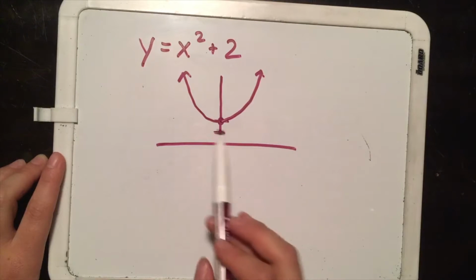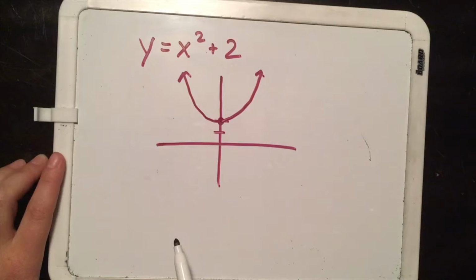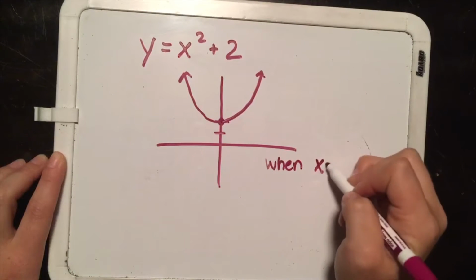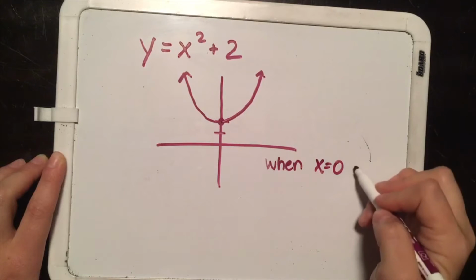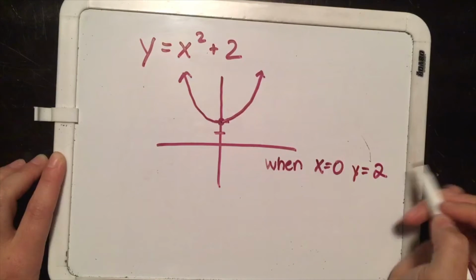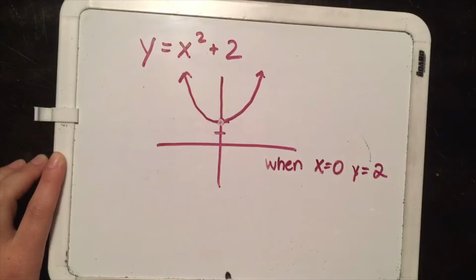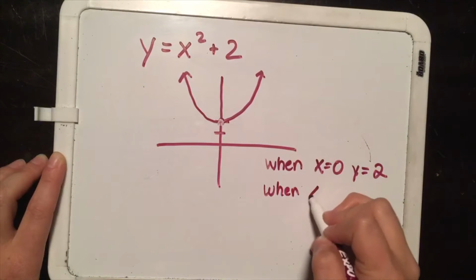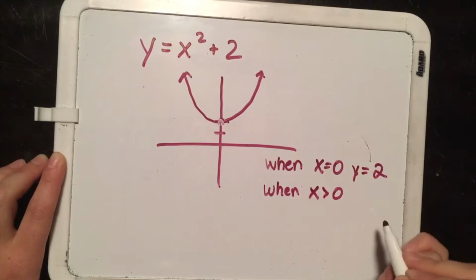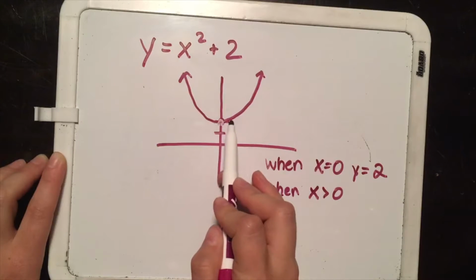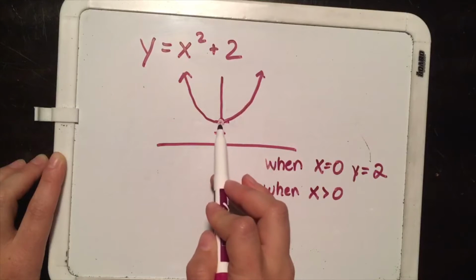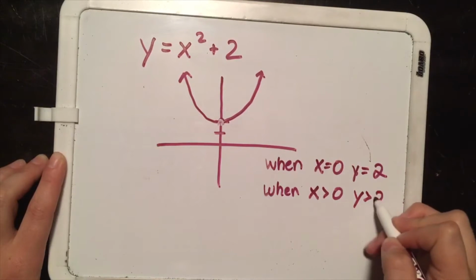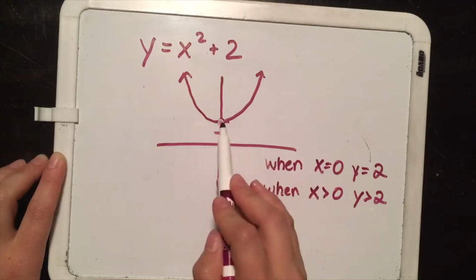So now let's look at the y values that come out of this parabola. When x equals 0, y equals 2. That's where the vertex is. When x is positive or greater than 0, where does y go? y increases from that vertex. So y is greater than 2. When x gets greater than 0, y gets bigger.